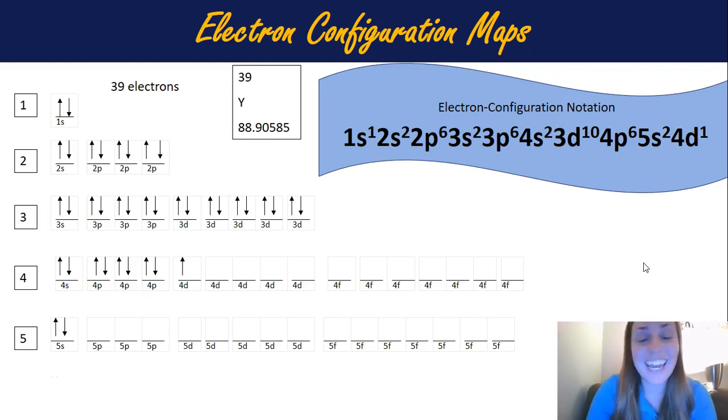Hopefully you got that, and make sure you talk to a teacher if you have any questions. Good luck with electron configuration.